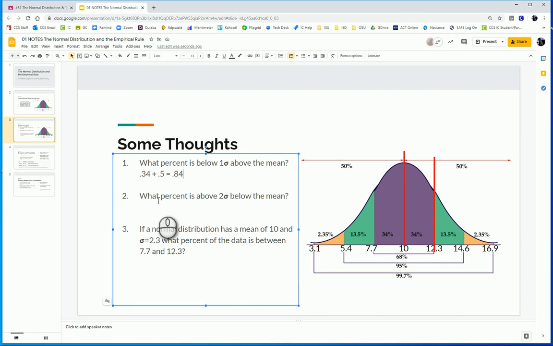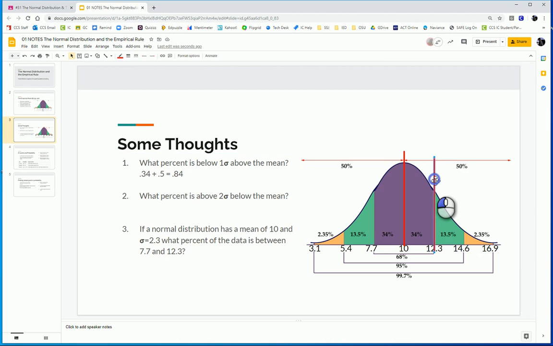All right, next. What percent is above 2 sigma below the mean? So if we go to 2 sigma, this is 1. 2 sigma below the mean is there.